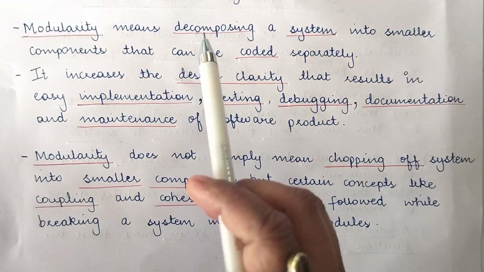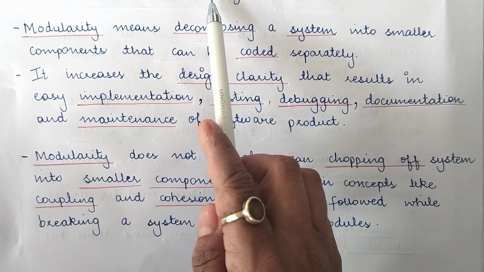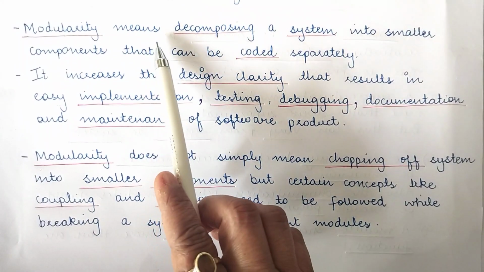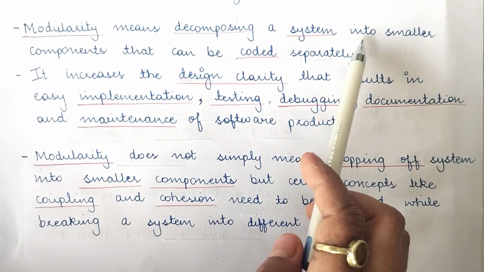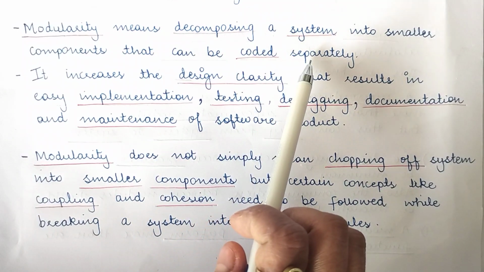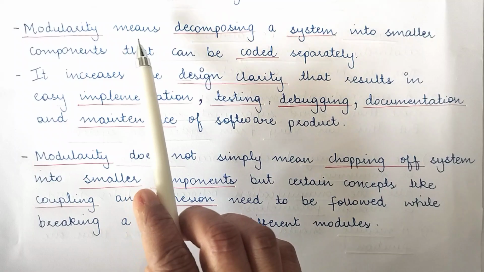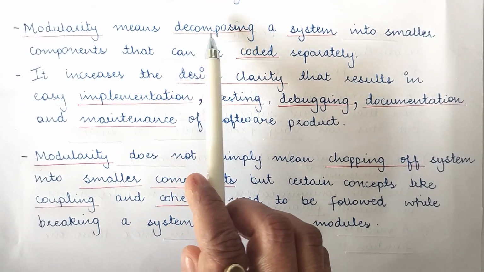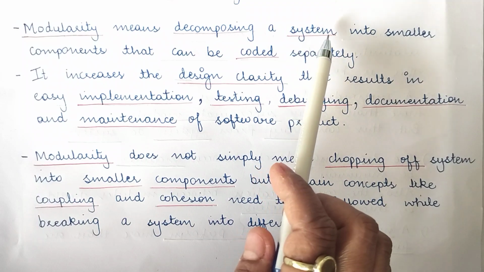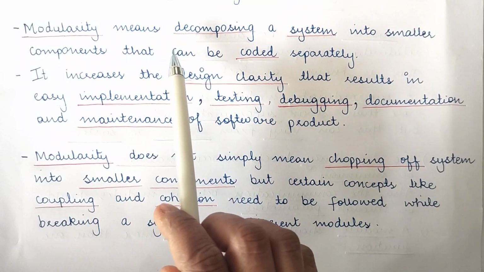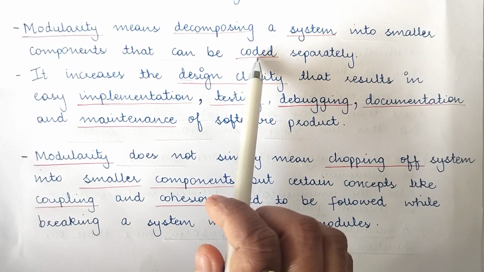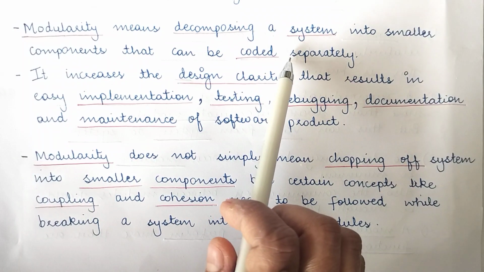Hi everyone. Today we are going to study modularity in system analysis and design. Modularity means decomposing a system into smaller components that can be coded separately. So basically the concept of modularity here means that you are dividing the entire information system into smaller components. These components are called modules, and then the coding or the programming for each component is done separately.